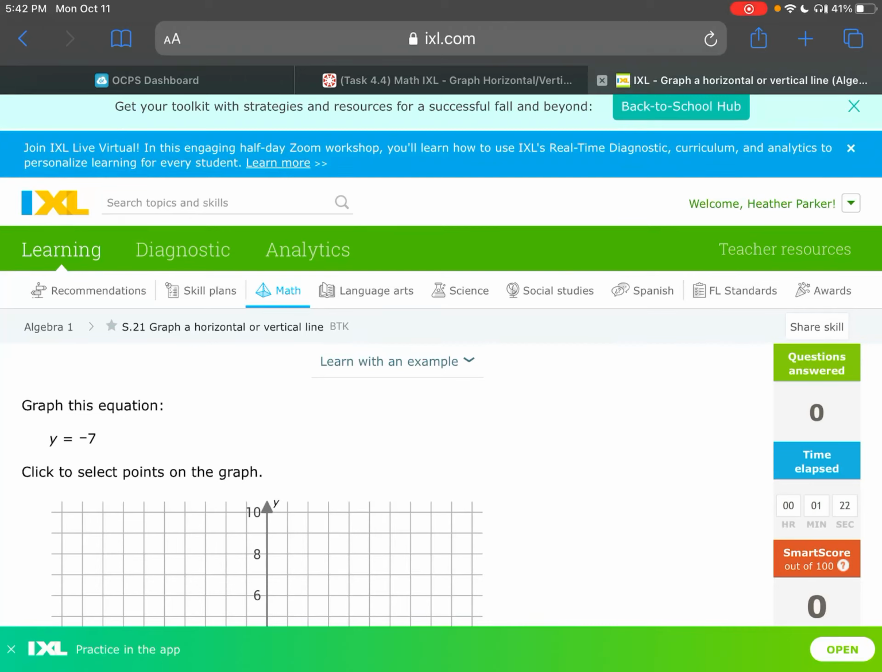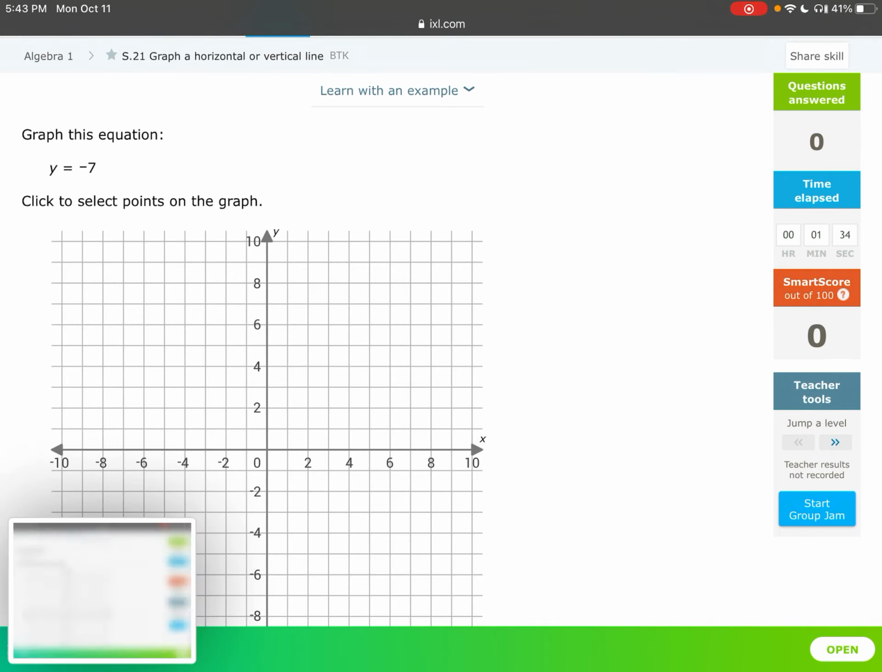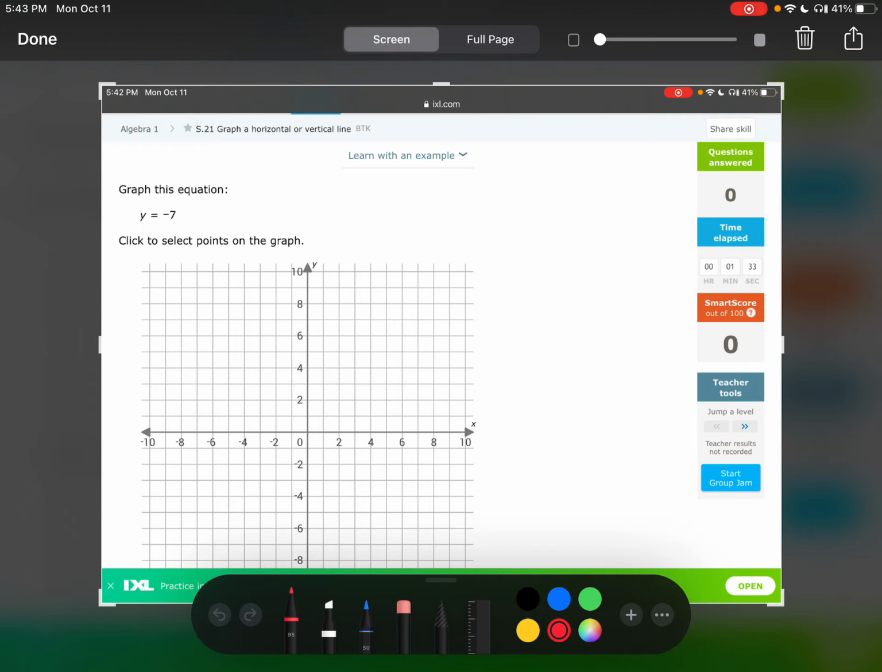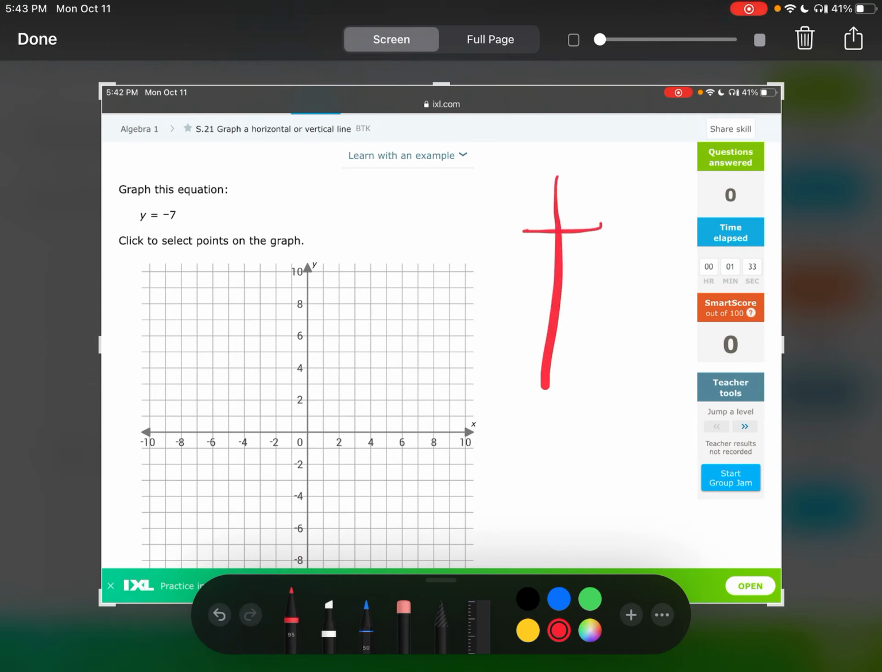In this video, I am going to work through some of the questions on the IXL for graph a horizontal or vertical line. My first question here is y equals -7. Now, I'm going to do a screenshot and just remind us that when we have y equals -7, that means that y is always -7.